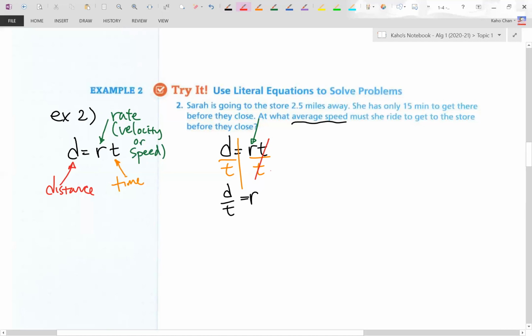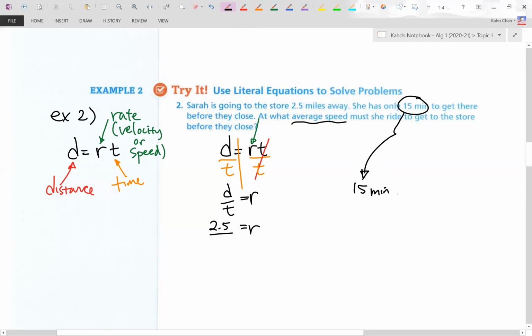The T's went away a moment ago. The distance is 2.5 miles. Let's substitute that into the problem itself. And I'm going to go ahead and convert that, so I can solve for it in a moment. Now keep in mind, time is 15 minutes. And when it comes to distance equals rate times time, it's usually miles per hour. So I need to convert that, I said a second ago, into hours.